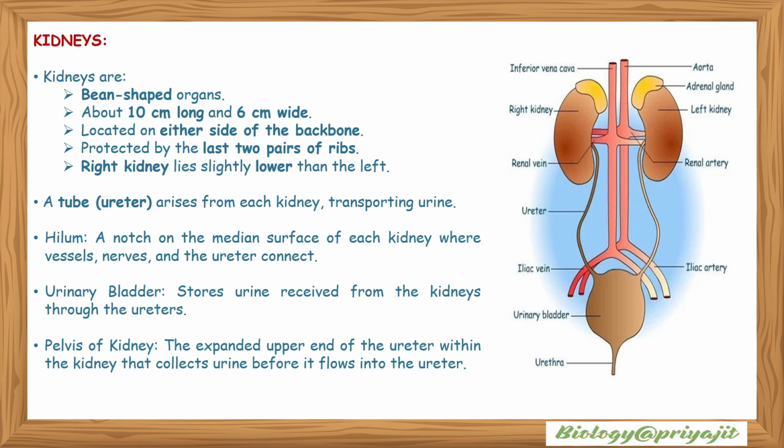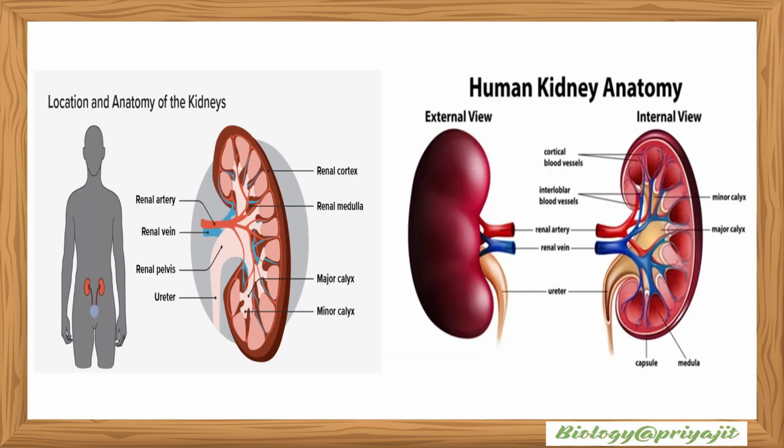A tube or ureter arises from each kidney to transport urine. Hilum: it's a notch on the medial surface of each kidney where vessels, nerves and the ureter connect. Urinary bladder: it stores urine received from the kidneys through the ureter. Pelvis of kidney: the expanded upper end of the ureter within the kidney that collects urine before it flows into the ureter. This is the location and anatomy of the kidneys.